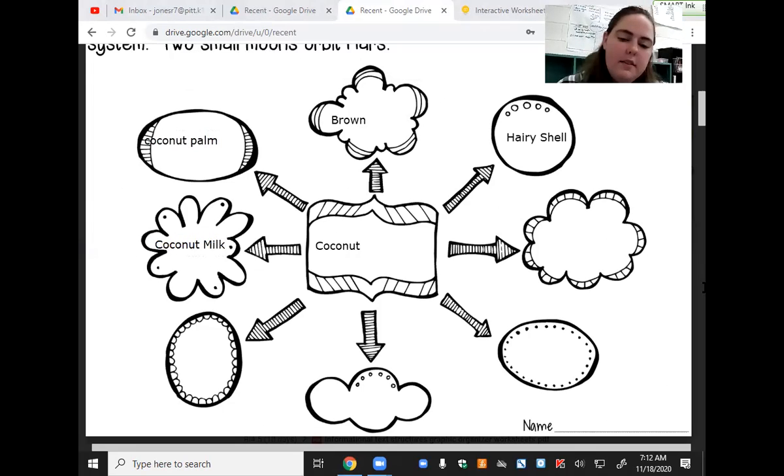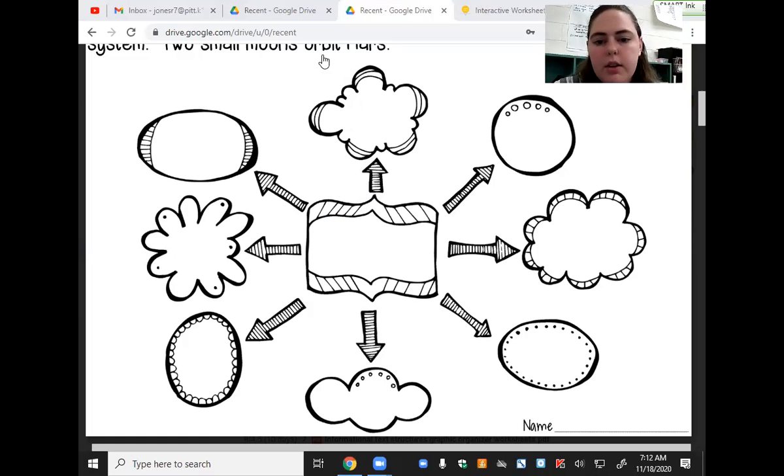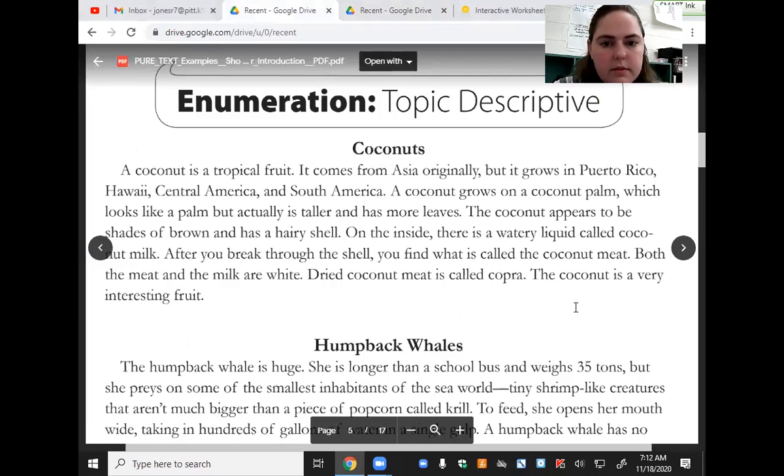Yeah, so you see, I'm not going to fill it all in, but you could fill it all in and learn and fill in all the different things about how it described coconuts to us. All right, so let's go back over and do another one.